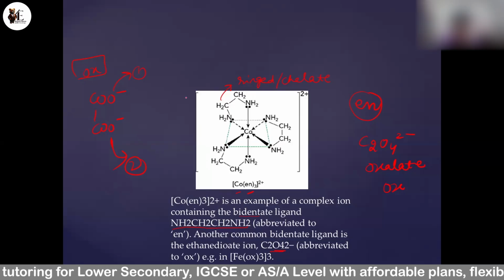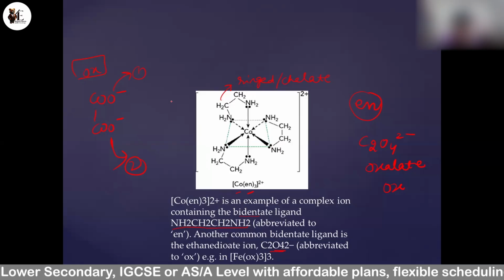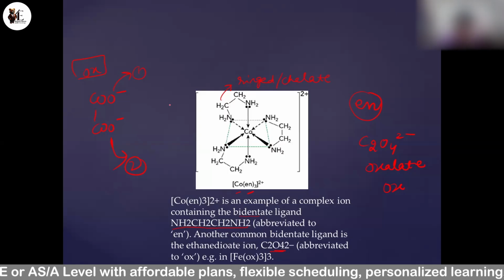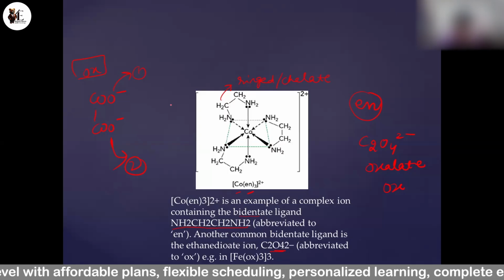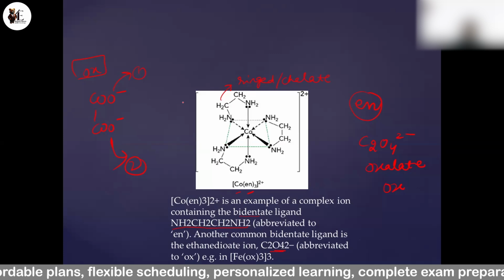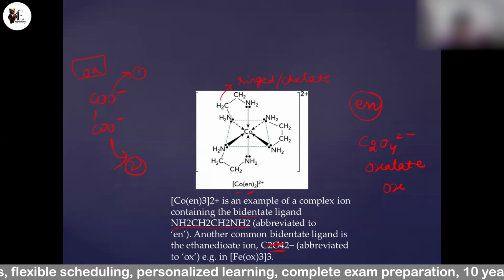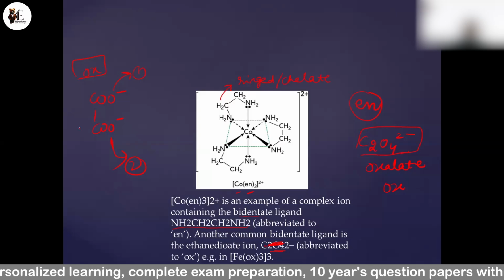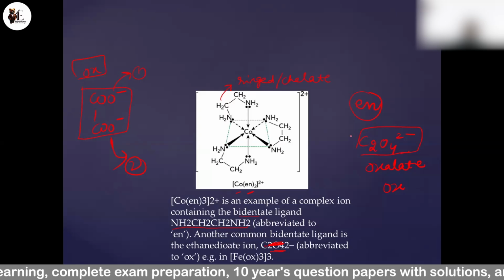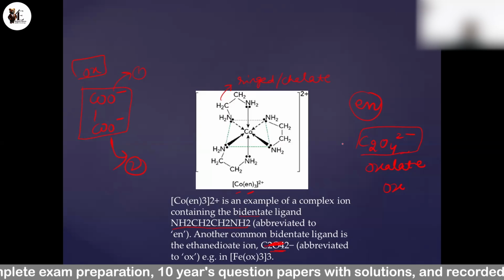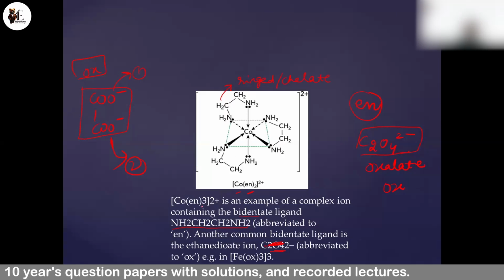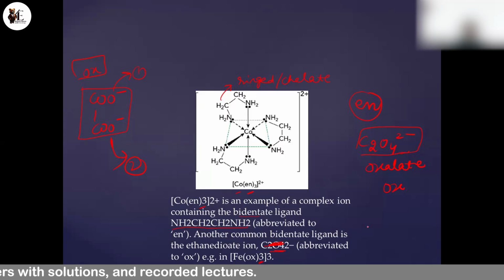Ma'am, the ethane dioate ion, it is C2O4 2-. It is written C2O4 2-. The exact structure is this. This is a typing error, otherwise these numbers are in the subscript. I hope you can understand this.